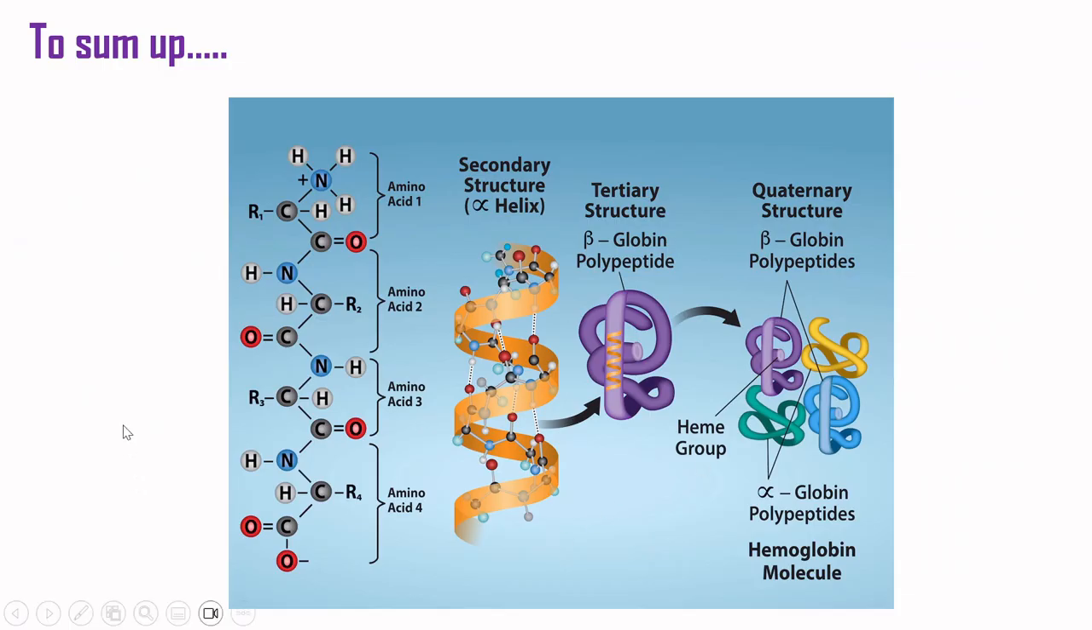To sum up, this is the primary structure, where it's a linear sequential arrangement of amino acids. This combines to form a secondary structure. Here alpha helix is formed. Also pleated sheets, turns and loops are possible. And these alpha helices join to form the tertiary structure. There is some kind of folding involved. And these tertiary structures agglomerate or combine to form the quaternary structure.